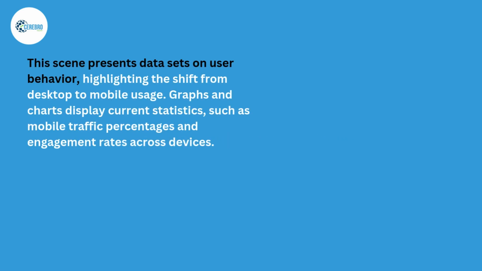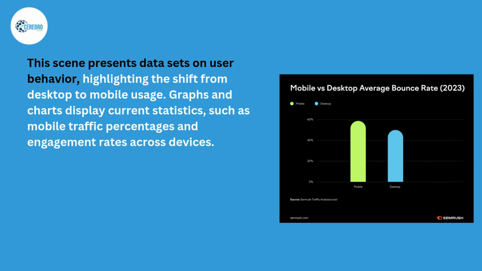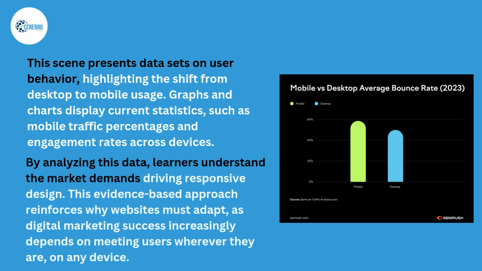This scene presents data sets on user behavior, highlighting the shift from desktop to mobile usage. Graphs and charts display current statistics, such as mobile traffic percentages and engagement rates across devices. By analyzing this data, learners understand the market demands driving responsive design. This evidence-based approach reinforces why websites must adapt, as digital marketing success increasingly depends on meeting users wherever they are, on any device.